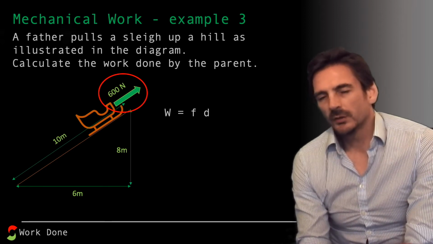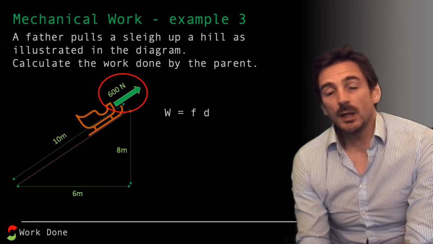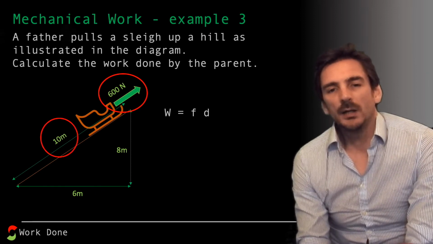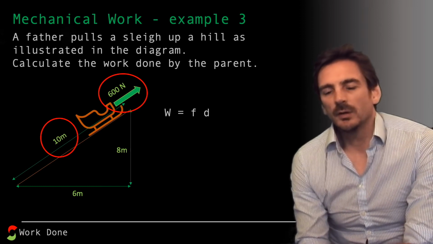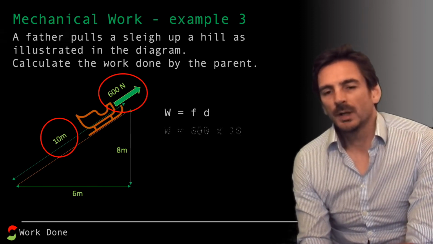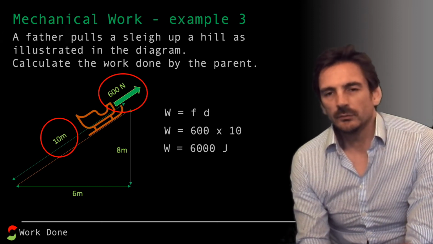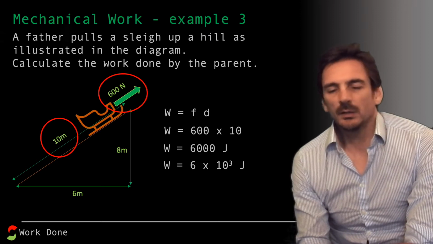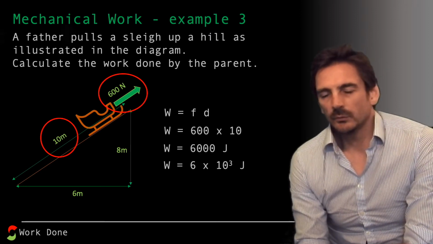So this force is directed diagonally up the slope. So we need a diagonal distance up the slope. So it's the 10 meters that is paired with the 600 newtons. So if we multiply 600 by 10, we get 6,000 joules, or 6 kilojoules, or 6 times 10 to the 3 joules, if you're confident with standard form.